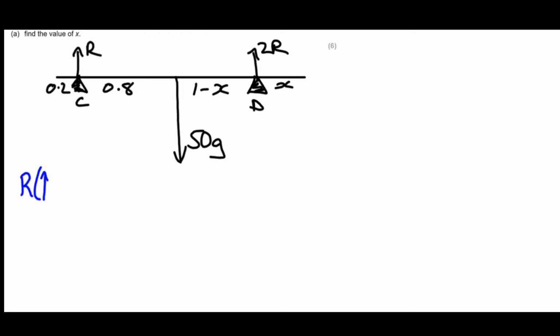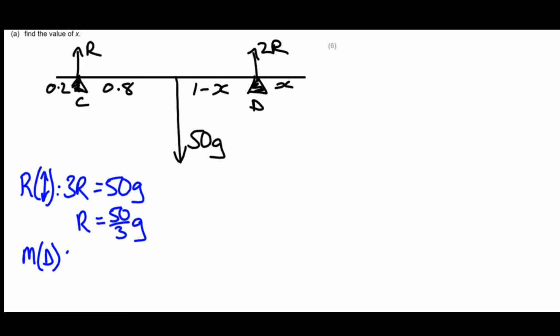So the same techniques as always. We're going to resolve vertically. The forces up should equal the forces down. And that gives us an expression of R, 50 over 3 G. Keep this as a fraction, no need for a decimal, and no need to multiply out the value of G, the 9.8. Next, I'm going to take moments from D.